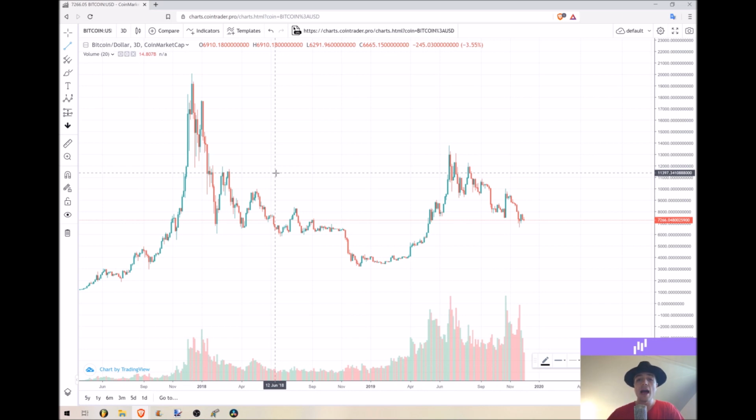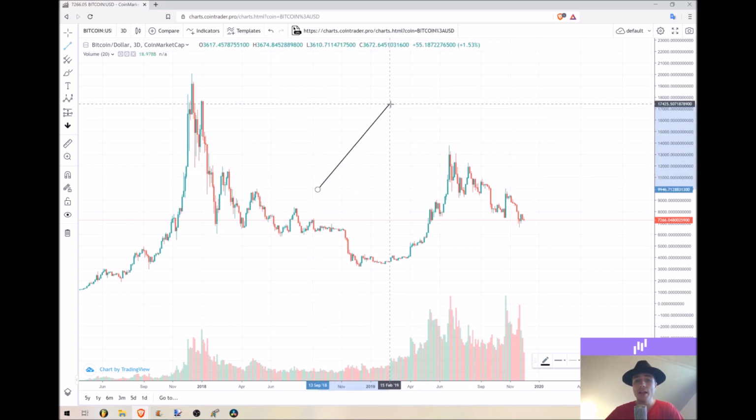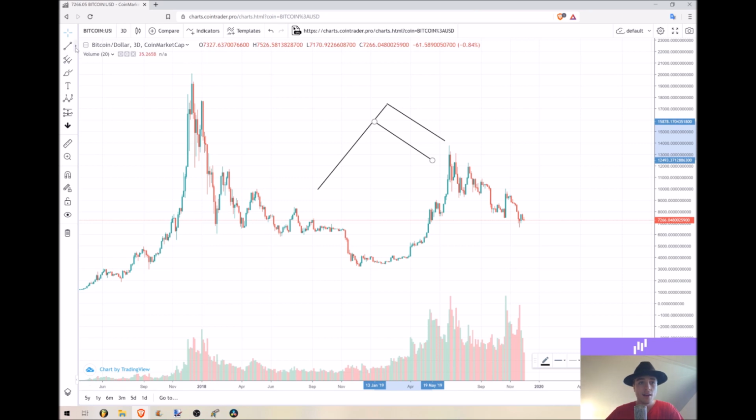A bullish flag pattern is when the market creates a flag pole like such, and then there's a channel, a downward pointing channel that's created. After that downward pointing channel is created, you get a bounce down, or a move down, a bounce up, another move down in the market, a bounce up.